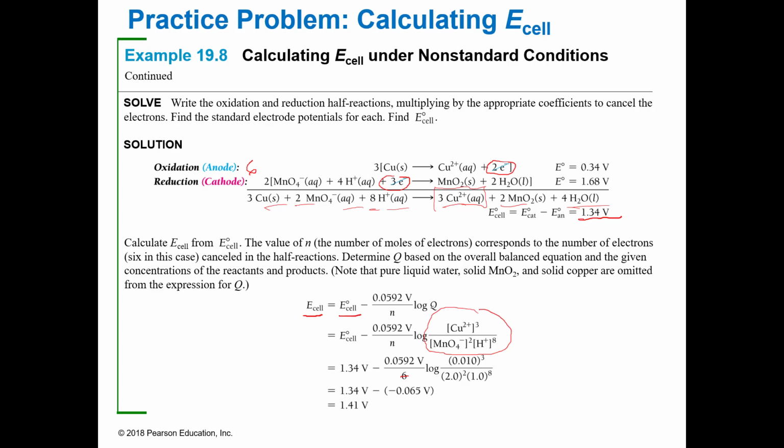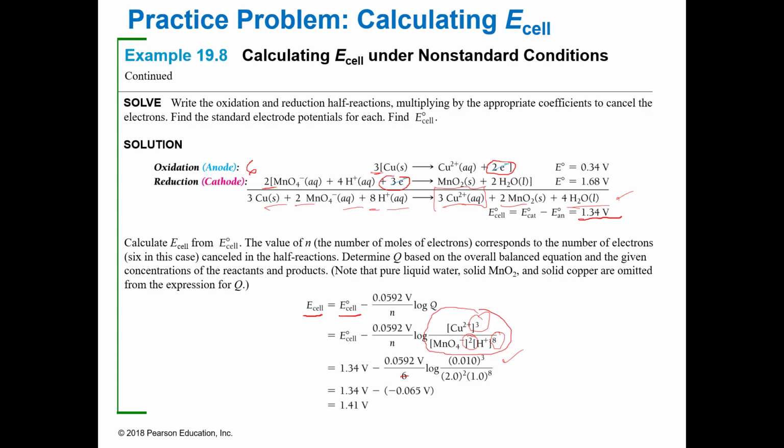exponents. So yes, you do have to multiply this entire equation by 3 and this entire equation by 2 to get a balanced chemical equation. And so that's important because that's what's going to give us our exponents that we have here. Plug in the concentrations given, raise to the appropriate powers, and then solve.